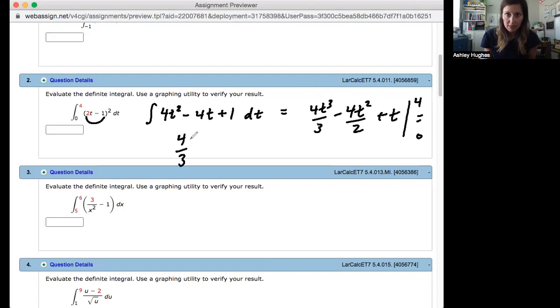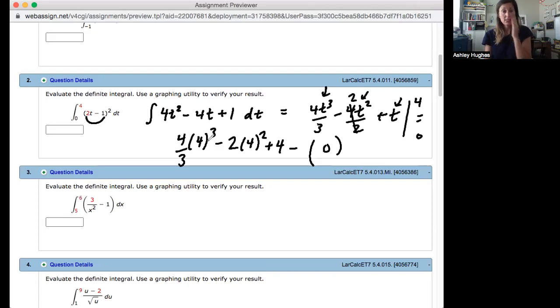So now we're going to plug in 4 for every t that we see. This would be just 2, times 4 squared, plus 4, minus parentheses. In this case, when I plug in 0 for all these t's, it's going to be 0, so I don't really have to worry about that. 4 times 4 cubed: 4 cubed is 64, 64 times 4 is 256. Minus 16 times 2, 32, plus 4. And you can simplify this; I'll let you do that.